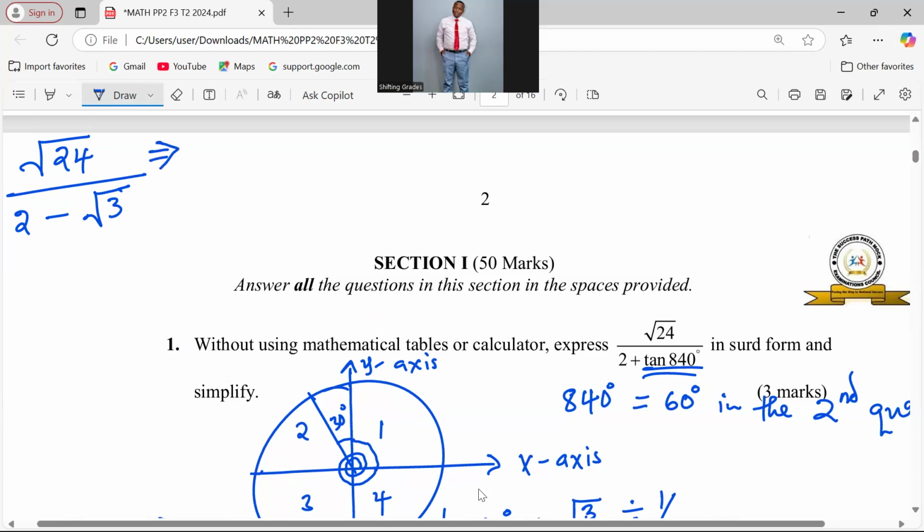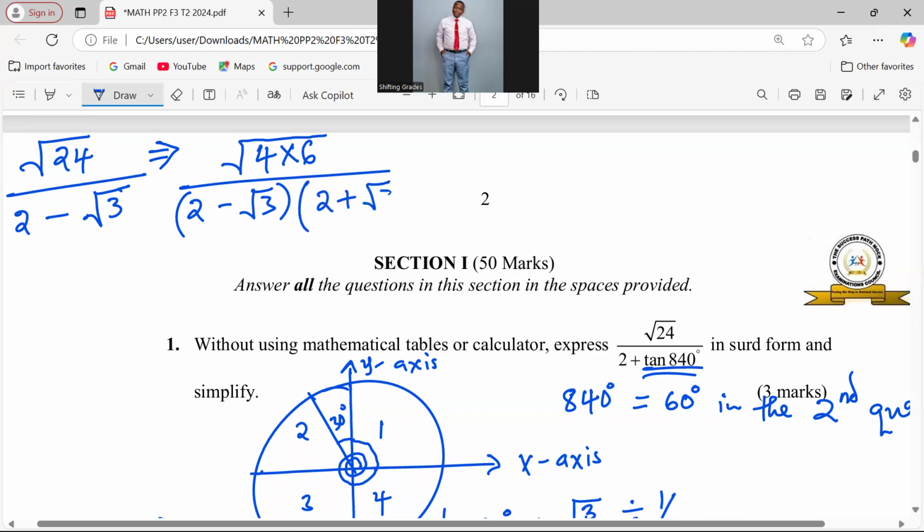To rationalize the denominator, as we do so, we can also simplify the numerator. In the numerator, the root of 24 can also be put as the root of 4 times 6, divided by 2 minus the root of 3, multiplied by 2 plus the root of 3. And now the 2 plus the root of 3 introduced also multiplies the numerator. It's called the conjugate of the denominator.